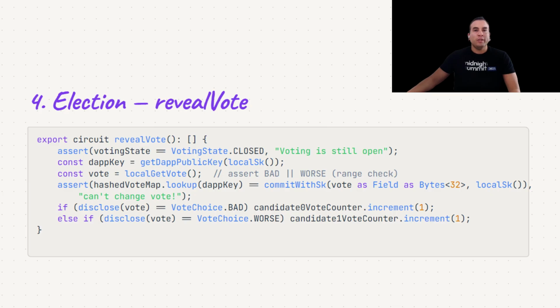And then this single line does all the work. Assert that your stored commitment equals the new hash. Here's the magic. If you try to reveal a different vote than you committed, maybe you had second thoughts, the new hash won't match the stored hash. The assertion fails. The transaction reverts. You cannot change your mind. The contract forces honesty. If the hashes match, your vote is honest. The circuit discloses and bumps the right counter. Candidate 0 gets a vote, or candidate 1 gets a vote.